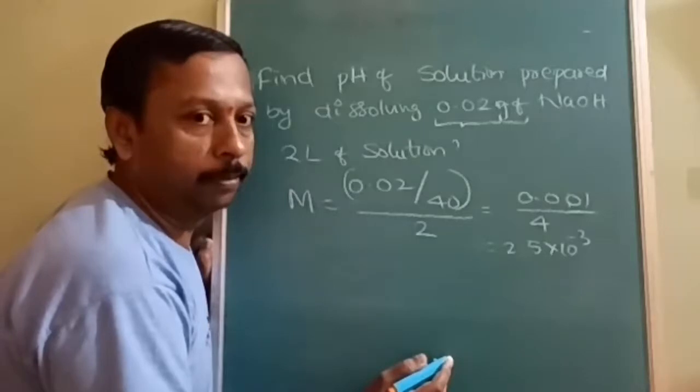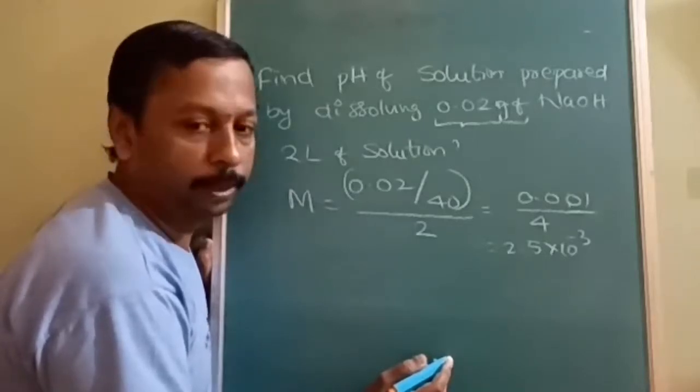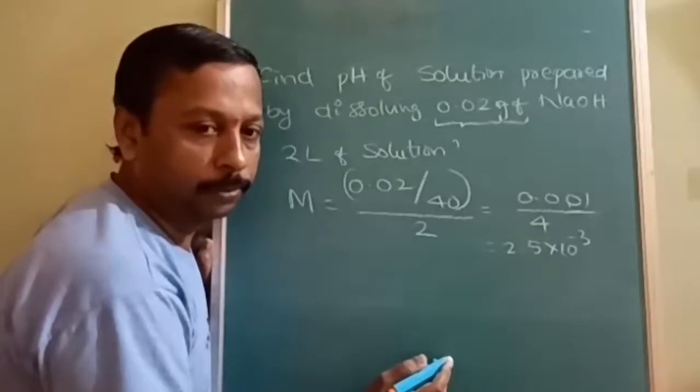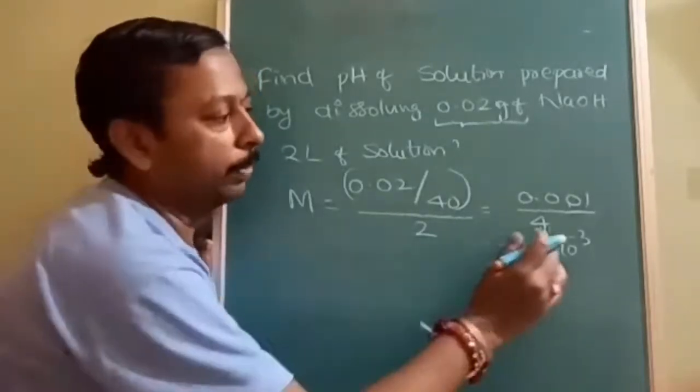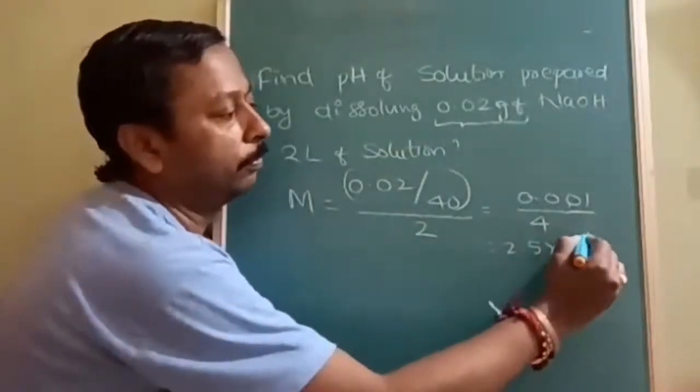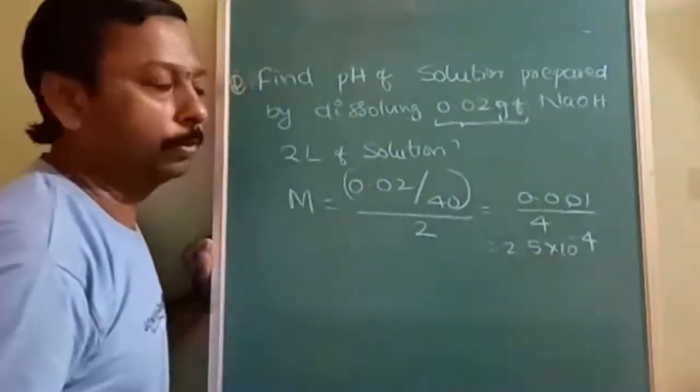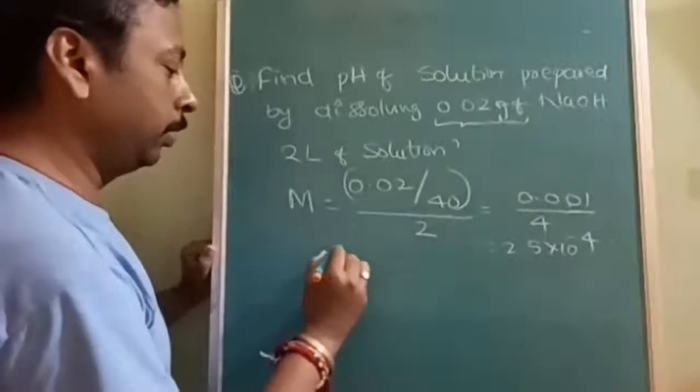0.001 divided by 4. Okay. So it is going to be 2.5 into 10 to the power of minus 4. Okay, minus 4. 2.5 into 10 to the power of minus 4. Okay.